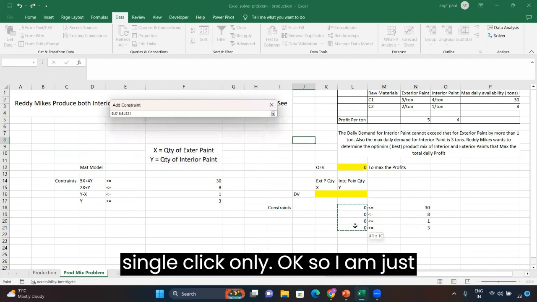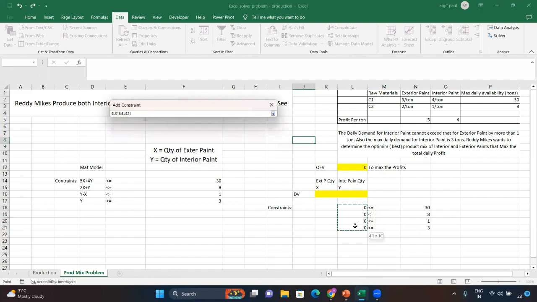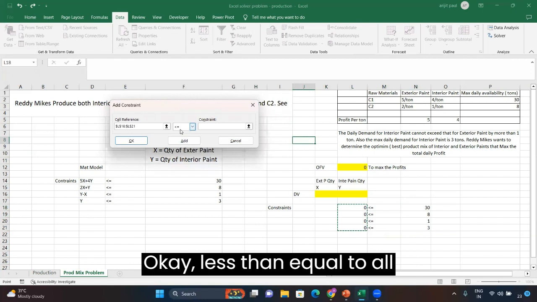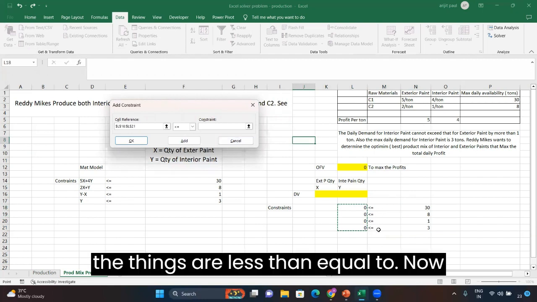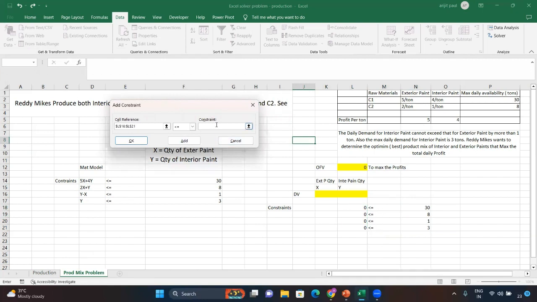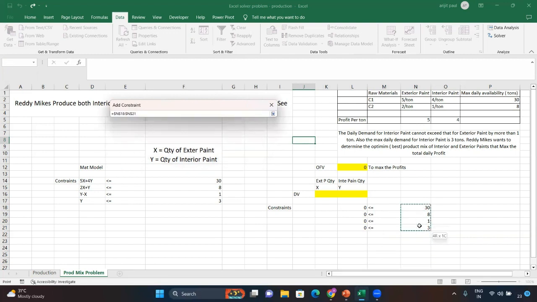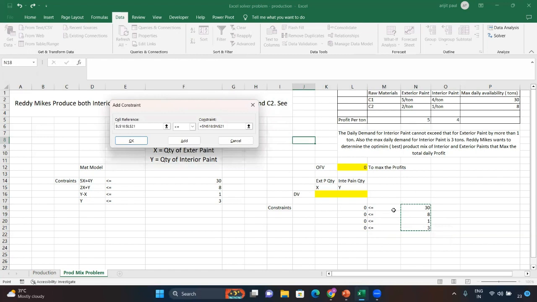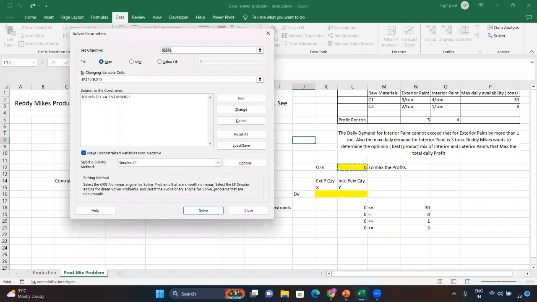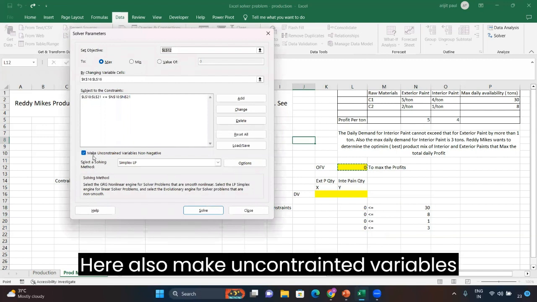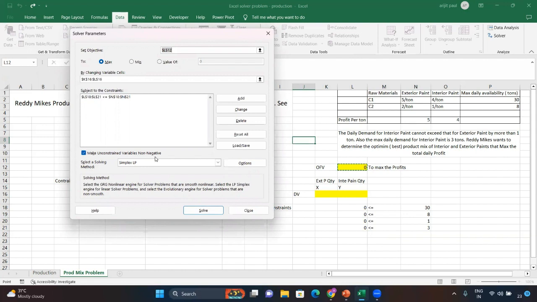So I am just adding all these constraints. Less than or equal to. All the things are less than or equal to. Now click on the constraint and select this data. Click on OK. Here also, make unconstrained variables non-negative.